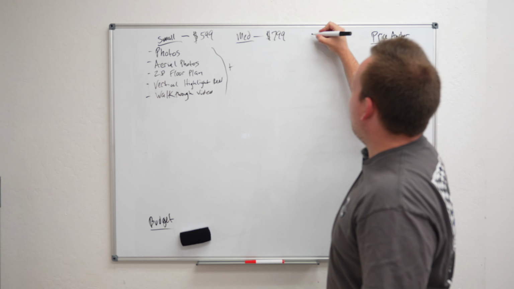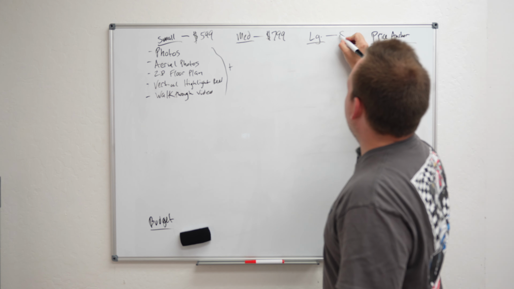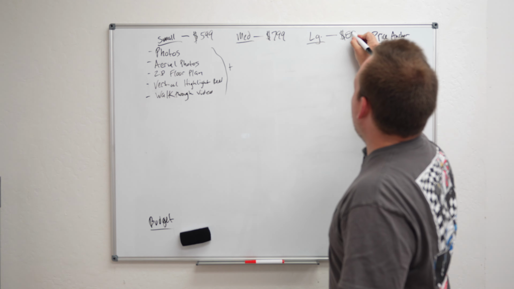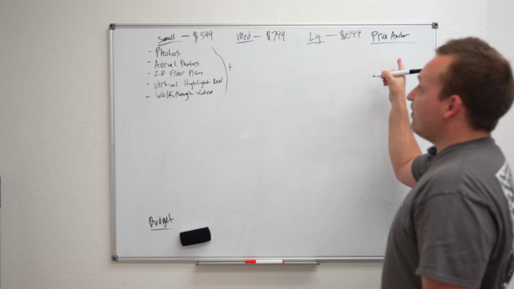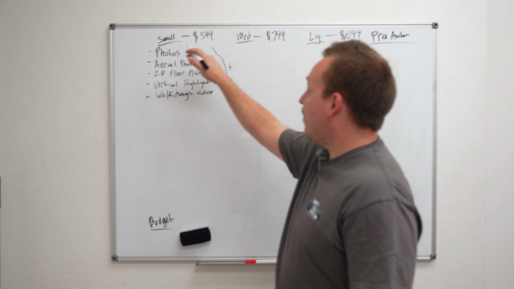But then we can continue on and we can do large. Immediately, we know that this price is going to be $899, okay? That is the price progression of our sales ladder. We have small, medium, and large.